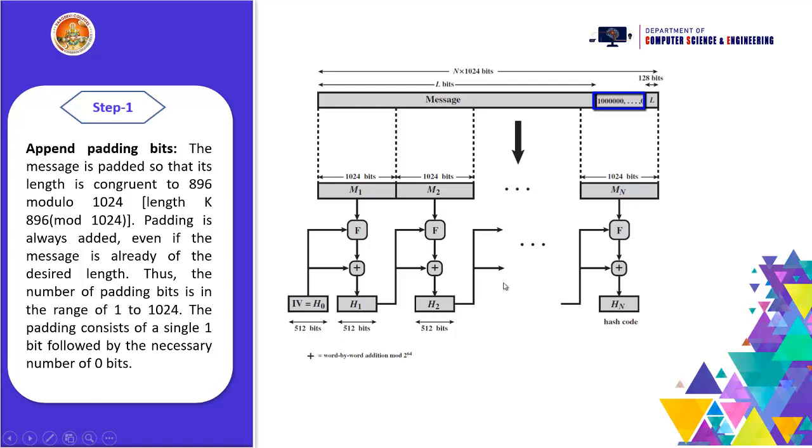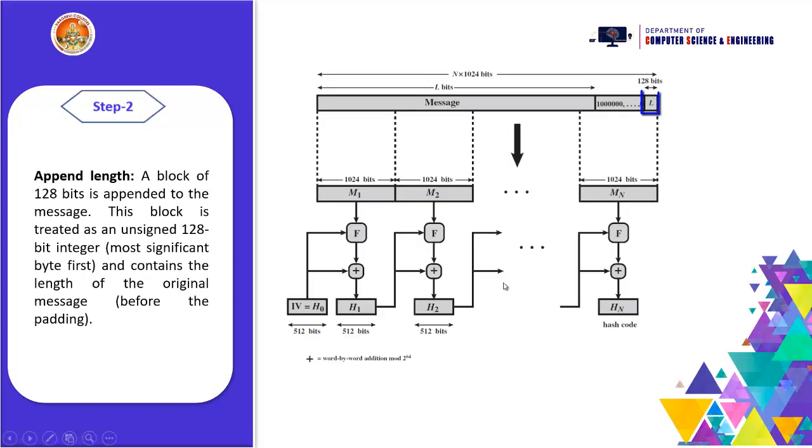Even if the message is in desired length, still we are going to add extra dummy bits. Step 2. Appending length. Here we are going to add 128 bits at the end of the message to represent the actual length of the message. Here the actual length of the message is L bits. To represent this length we are using this 128-bit integer. So here we are adding 128 bits. This 128 bits is not equal to a 1024-bit block. To fill the remaining bits we are going to add that 896 mod 1024 bits, even if the message is equal to 1024-bit blocks.